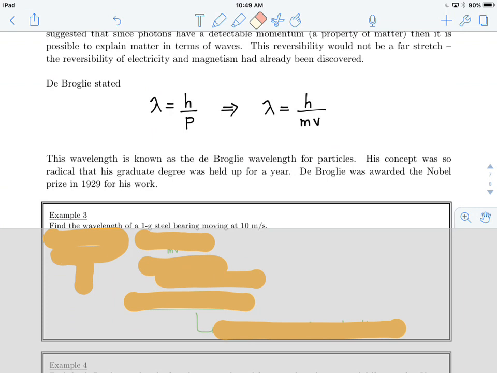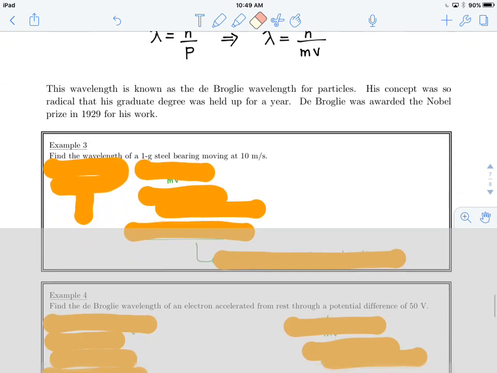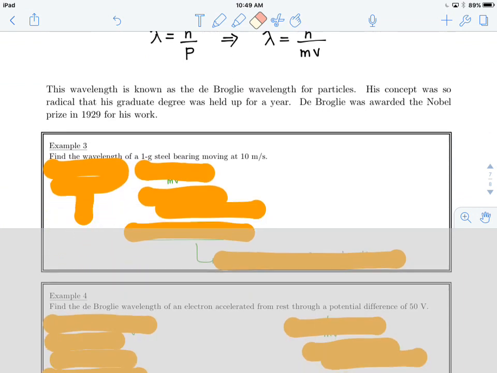So let's take a look at this in a couple of examples, and we'll see why this relates to the quantum world, but doesn't necessarily result in the macroscopic world that we live in. It's not that it doesn't relate; it's that it's not noticeable. So let's find the de Broglie wavelength of a 1 gram steel bearing moving at 10 meters per second. If you take a little steel sphere and it's 1 gram and you throw it across the room at 10 meters per second, would you see wave-like properties?